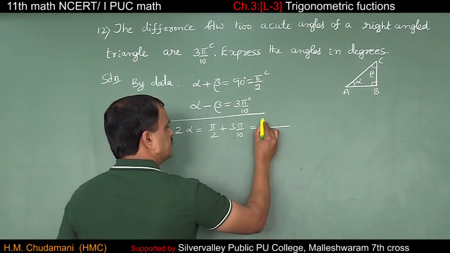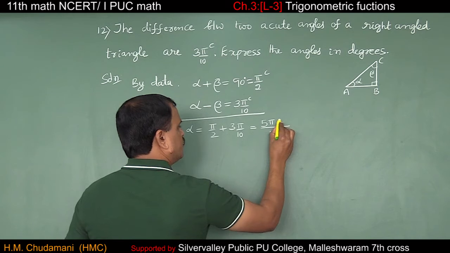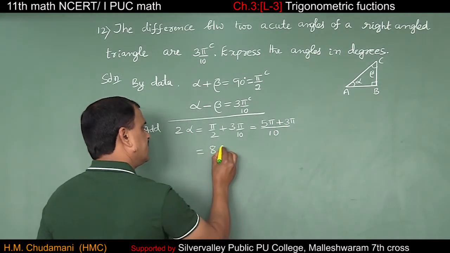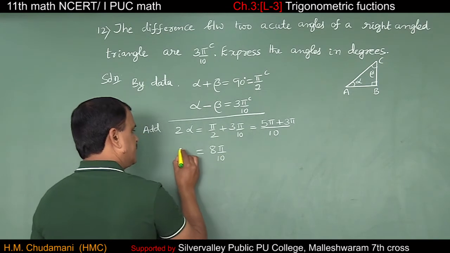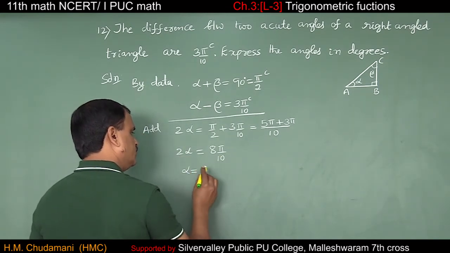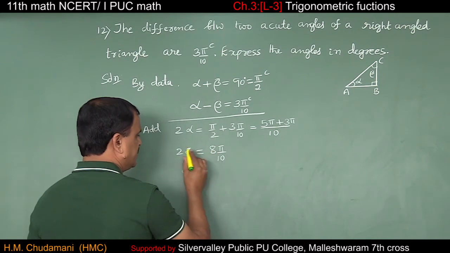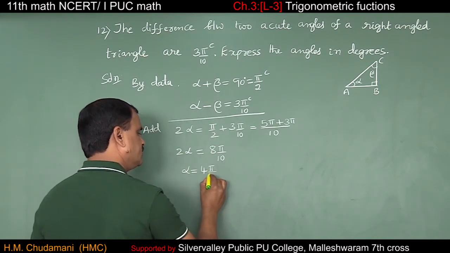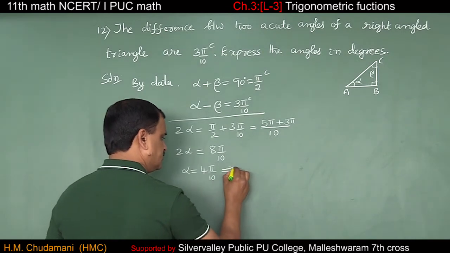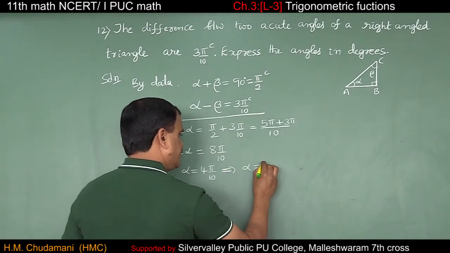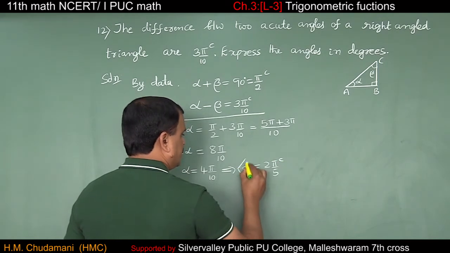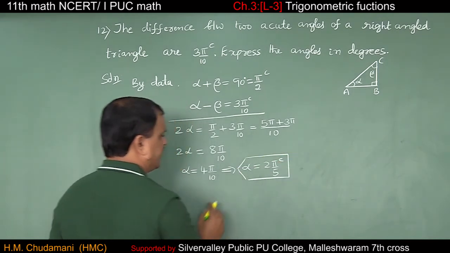5 pi plus 3 pi, 8 pi by 10. So 2 alpha is equal to 8 pi by 10, alpha is equal to 4 pi by 10, nothing but 2 pi by 5 radian. Alpha is 2 pi by 5 radian.